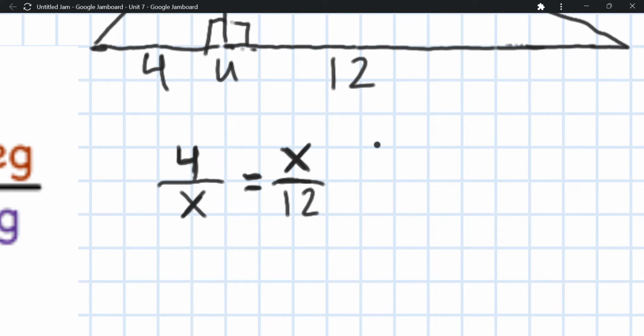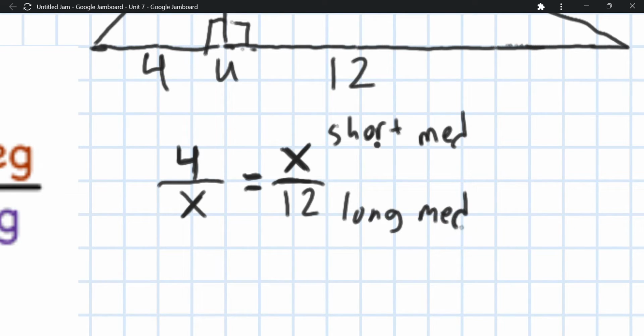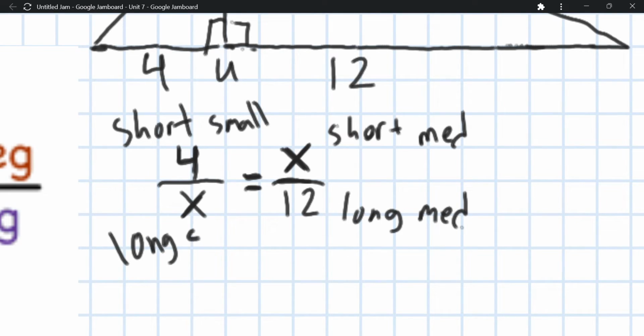So again, this is just my short, medium, and my long, medium. And over here, this is my short, small, and my long, small.